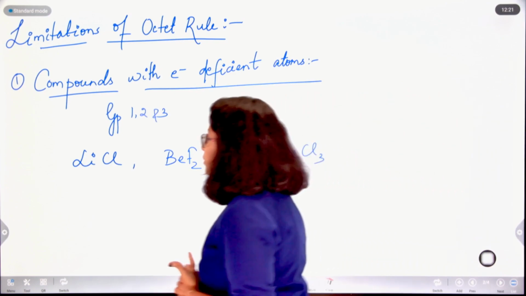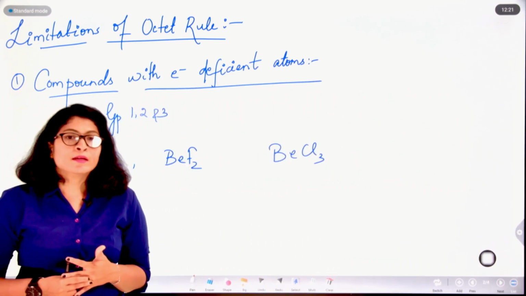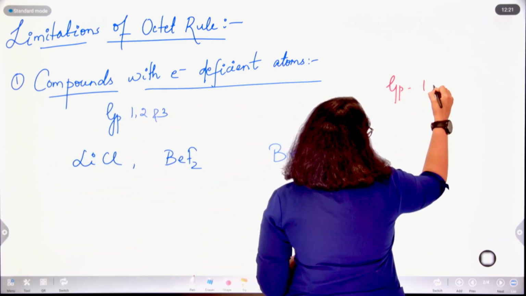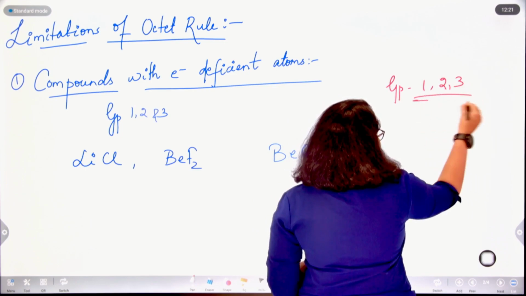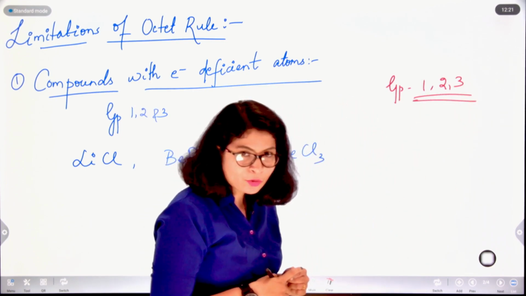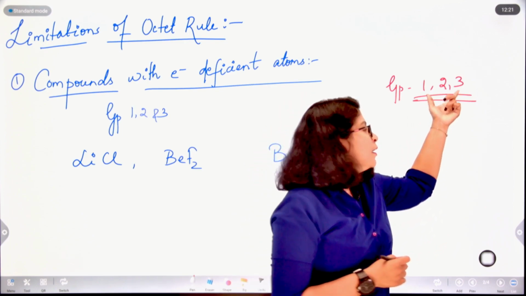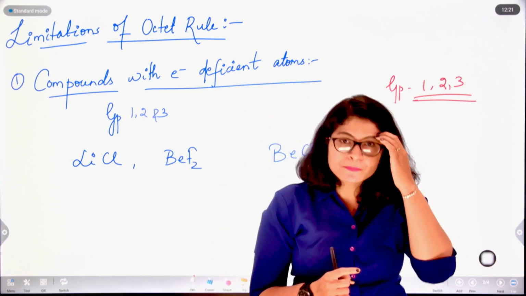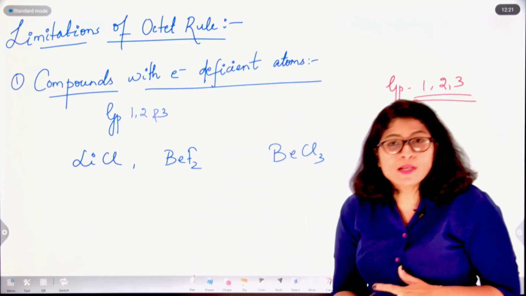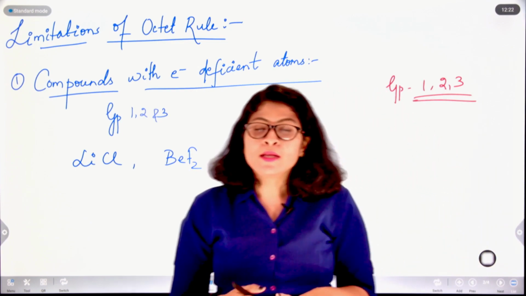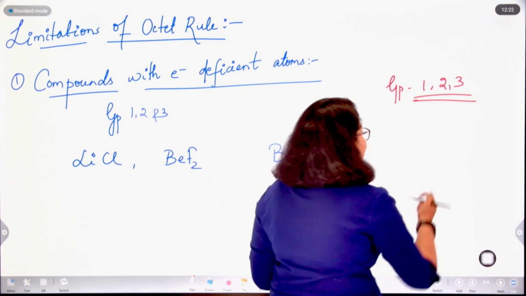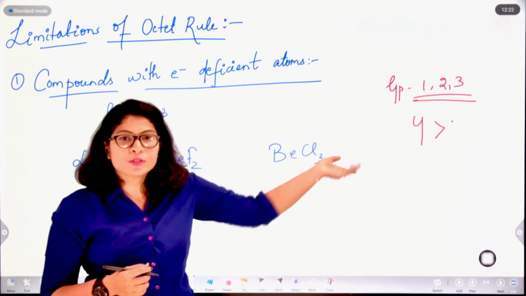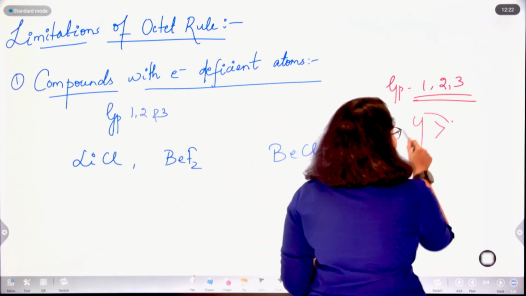The first limitation is, okay, the octet rule said atoms belonging to group 1, 2 and 3 have 1, 2 and 3 as their outermost shell electrons. So it said basically the atoms belonging to these groups can only form ionic bonds because they can only lose electrons to form cations. They cannot share electrons because they have less than 4 in their outermost shell. So therefore these groups cannot form covalent bonds.